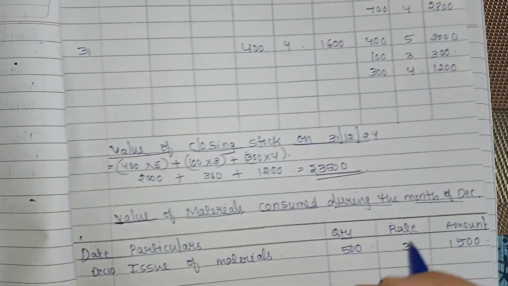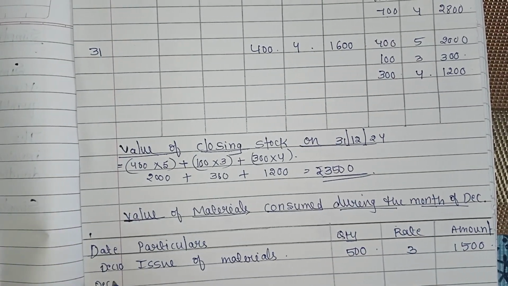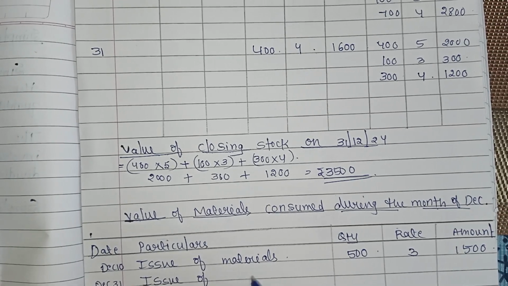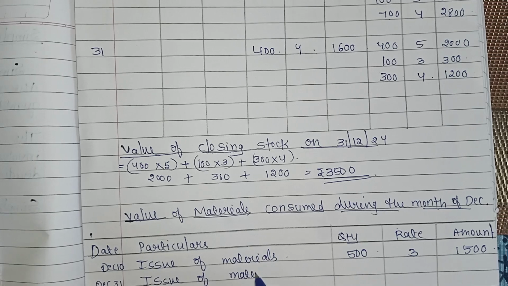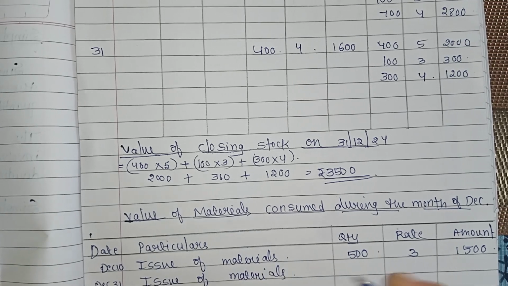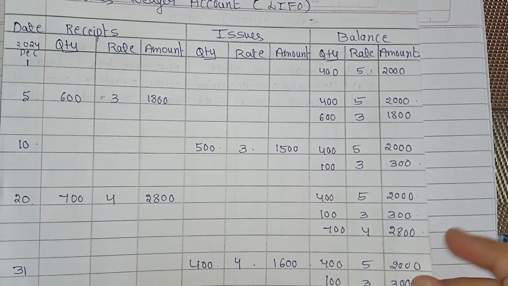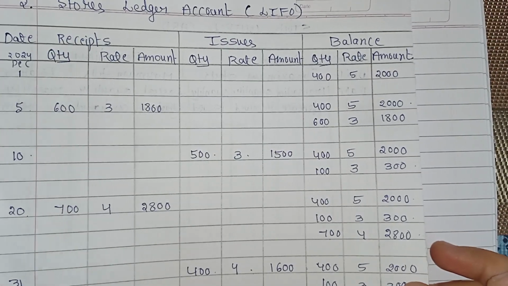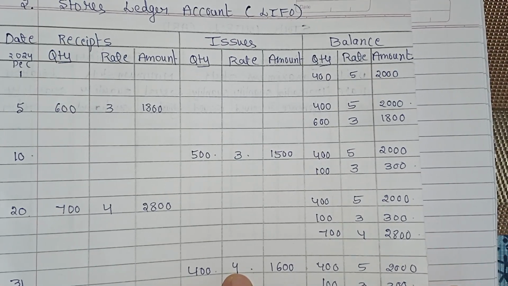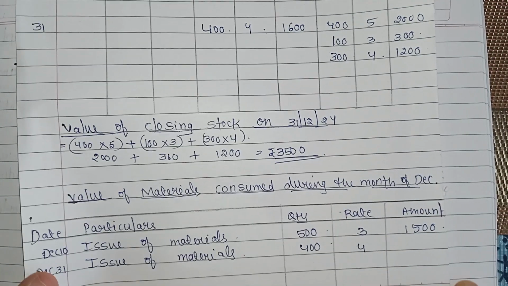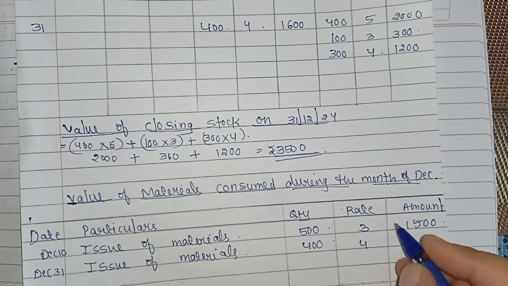Now on December 31st again we issued 400 units. So write down on December 31st, issue of materials, 400 at the rate of, see the solution, on 31st we issued 400 at the rate of 4. So write down 400 into 4, that is equal to 1600.